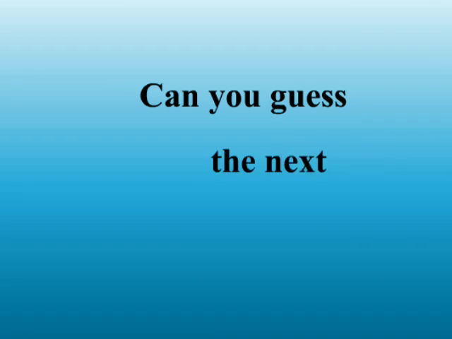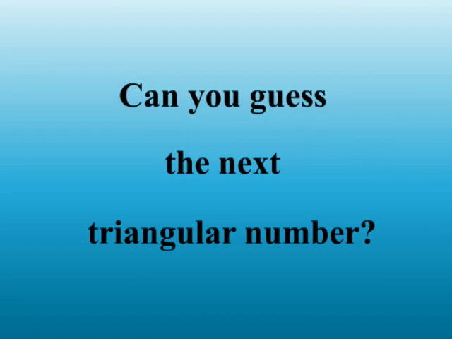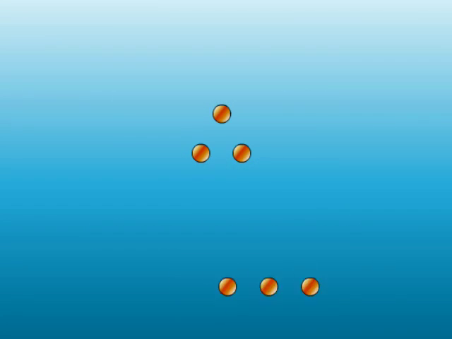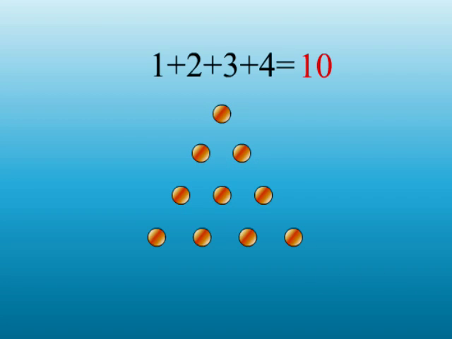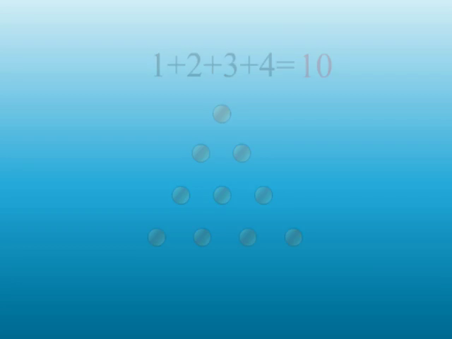Can you guess now the next triangular number? Yes, you guessed right. The next triangular number is 10. 10 is the result of adding 1 plus 2 plus 3 plus 4. So there is an intimate relationship between triangular numbers and the sum of consecutive natural numbers.